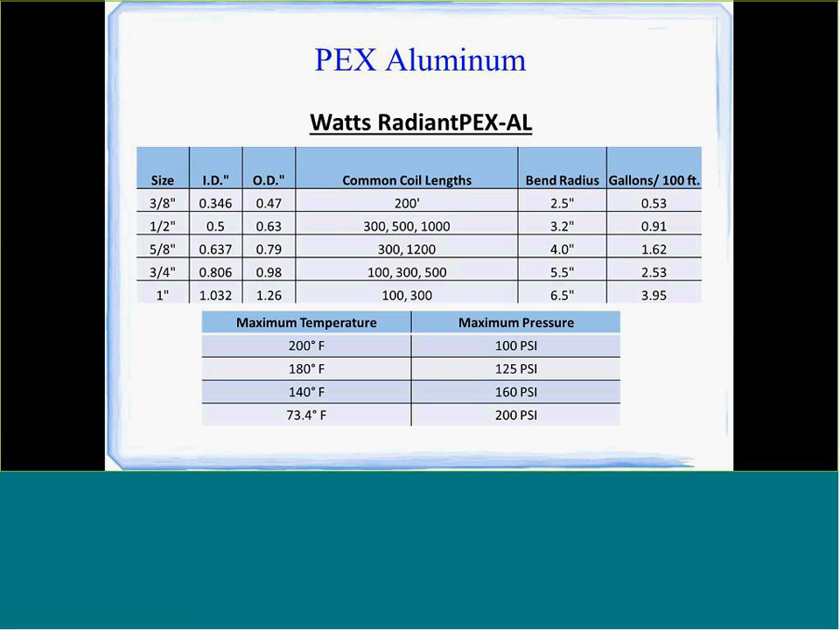Where the regular PEX pipe followed copper tube size diameters on the outside, PEX aluminum has different outside diameters, which means that you can't use the regular fittings. You have to use fittings specifically for PEX aluminum. And it also has a 200-degree temperature rating on it.